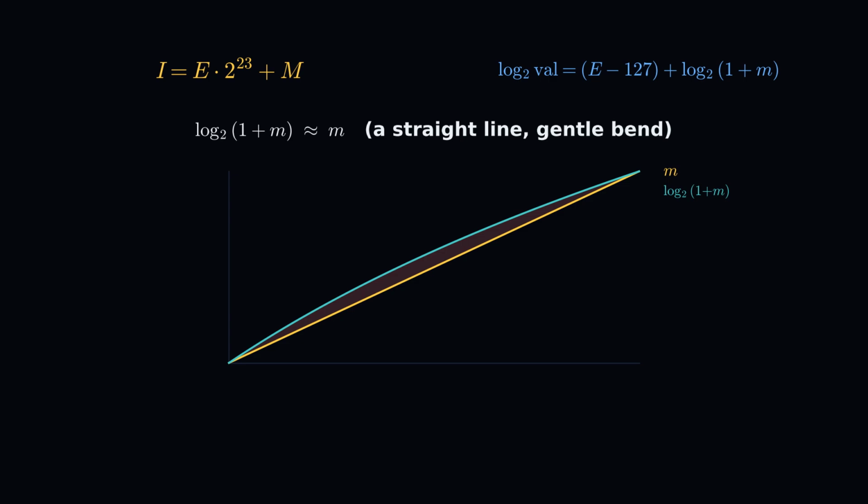Look at the two expressions. The integer from the bits, divided by 2^23, is E plus little m.